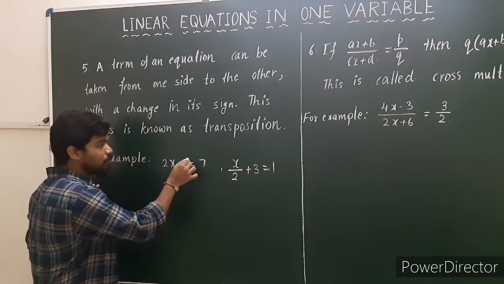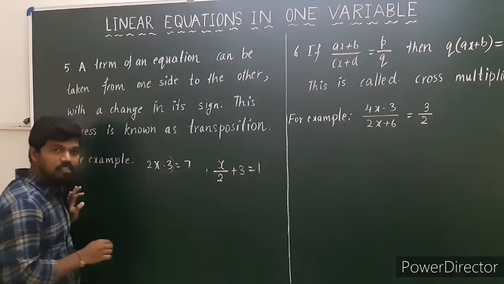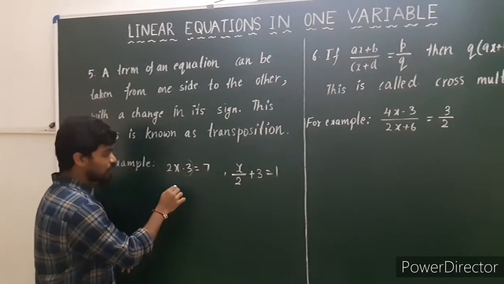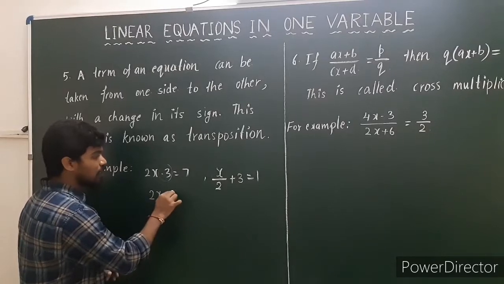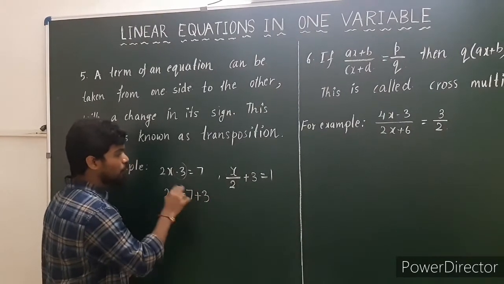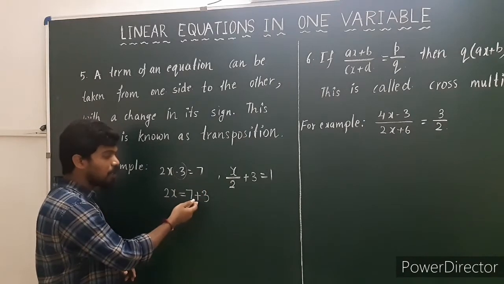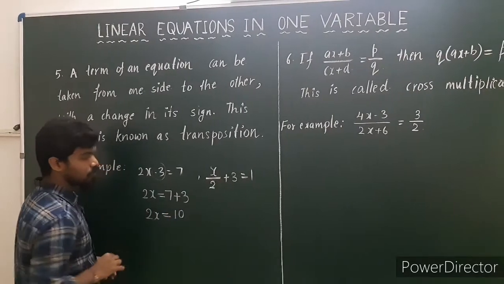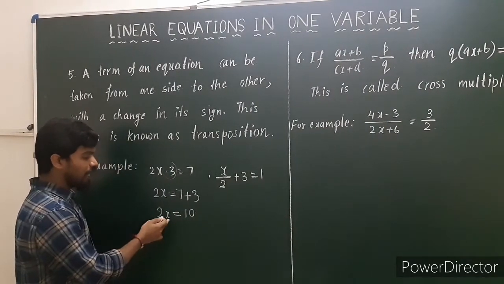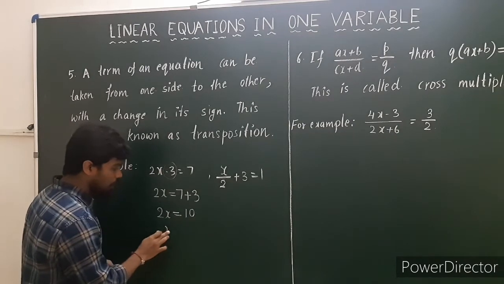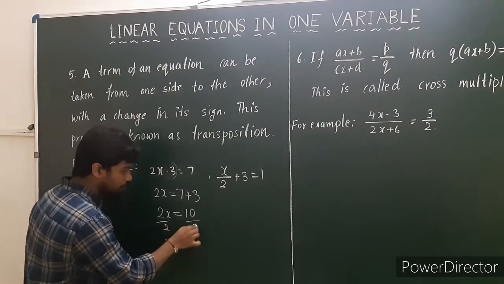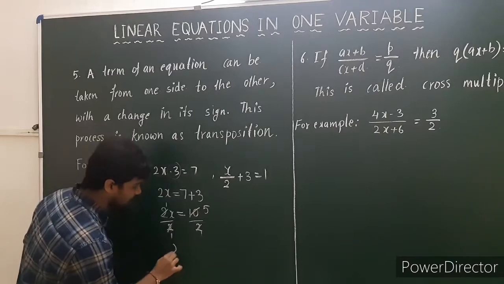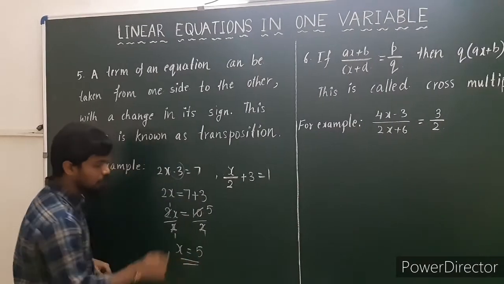So this term minus 3, we have to transpose to the RHS. So it changes its sign. So 2x equal to 7 plus 3. So minus 3 transposed to RHS becomes plus 3. So you get 2x equal to 10. So both the sides you divide by 2. 2 ones are 2, 2 fives are 10. So x is equal to 5.